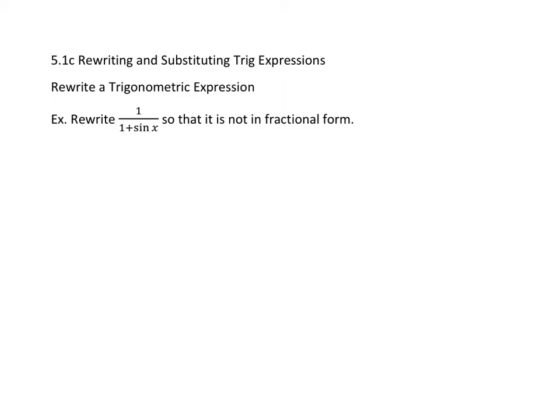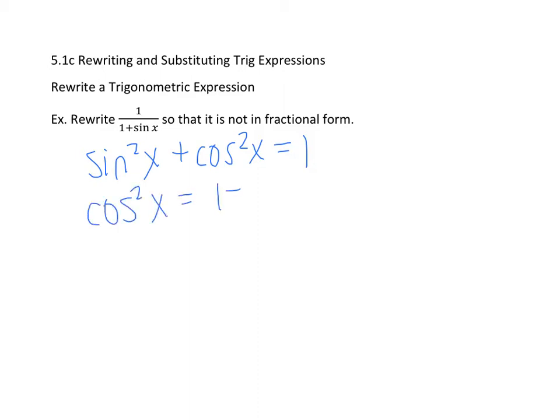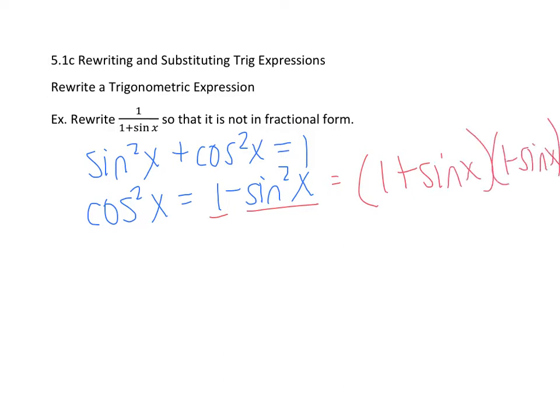We know that sine squared x plus cosine squared x equals 1, the Pythagorean theorem identity. And we also know that cosine squared x equals 1 minus sine squared x, just rearranging it. Then we know that this is a difference of squares, and it factors into 1 plus sine x and 1 minus sine x. So we're going to use this idea to simplify our problem.